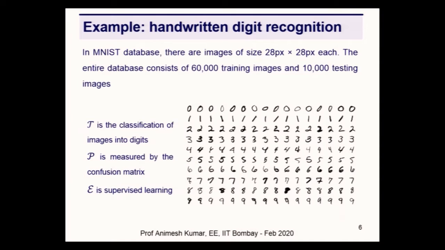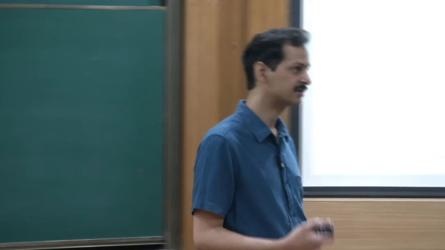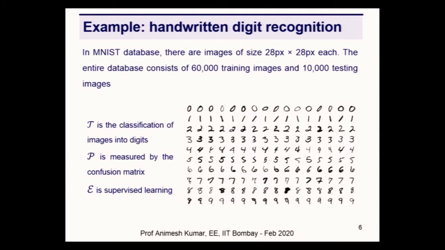The task is classification of images which are 28 pixel by 28 pixel into digits. So that's the task that is there for the machine learning program, right? How do I measure the performance?